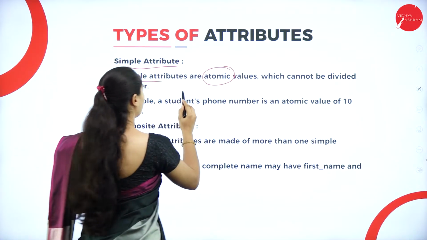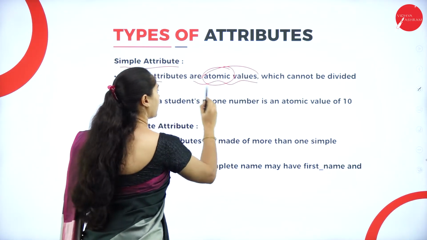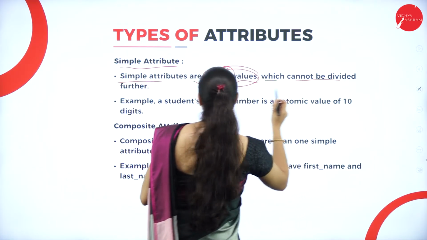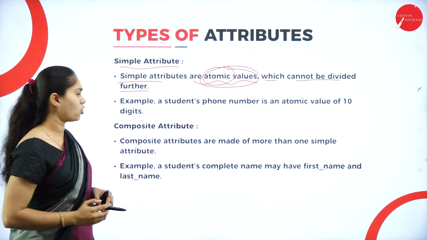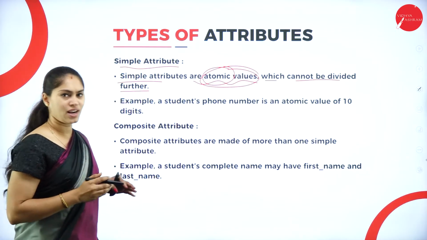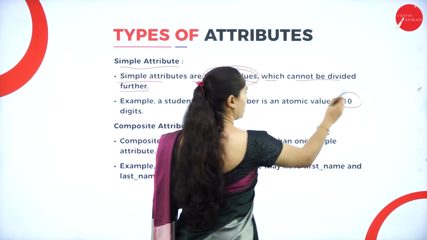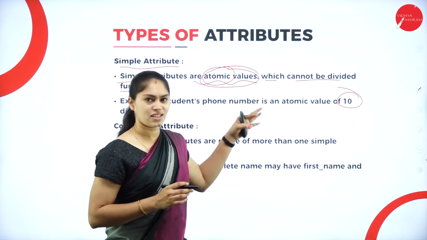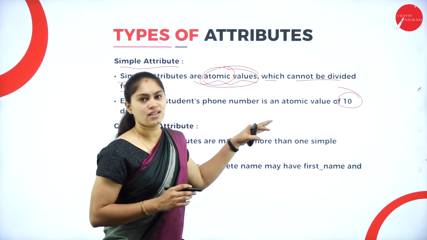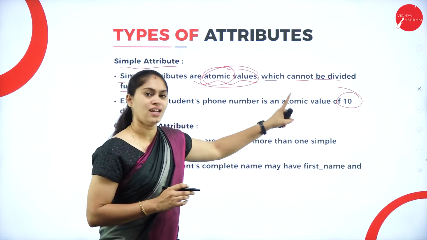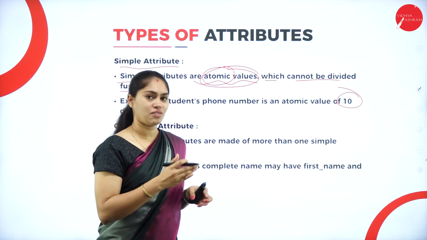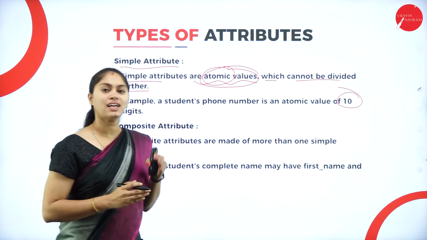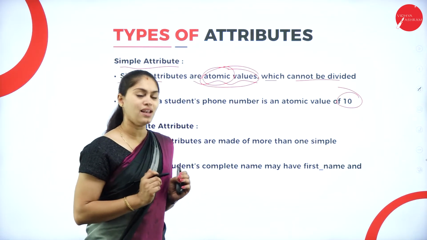So simple attributes are atomic values, atomic in the sense which can't be further divided. As I told, what will be the example? If a student has a phone number of 10 digits, and we are not considering the country code, then I can't further divide those 10 numbers into any other value. Then we are going to call that kind of attribute a simple attribute.